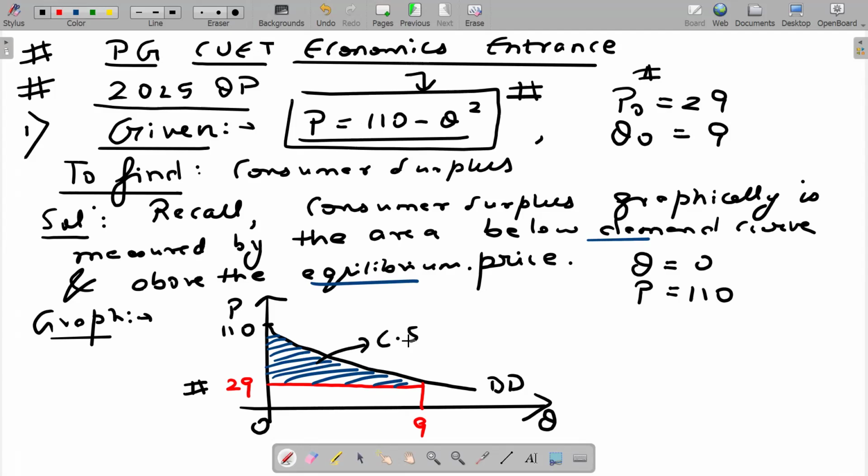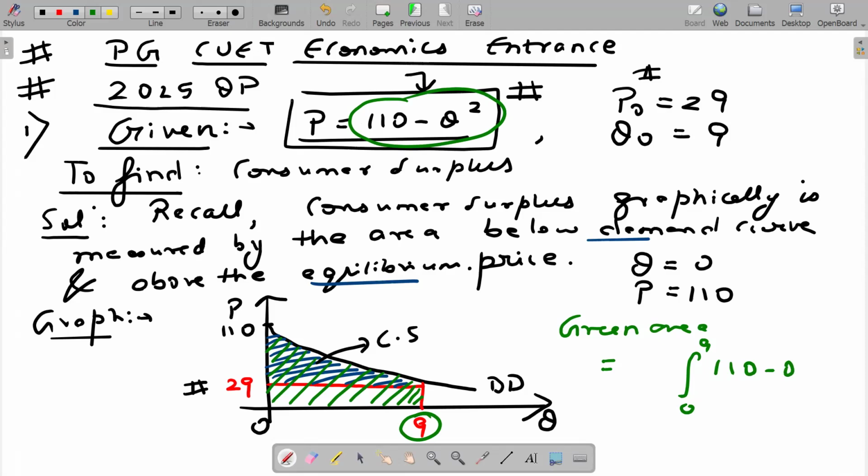Now, how can I find it? First of all, I can find the entire area below the demand curve from 0 to 9, and then I can subtract the rectangle. So students can see, first I'm going to find this whole green area. The green shaded area is going to be integrating from 0 to 9 the demand curve. What's the demand curve? 110 minus Q square.